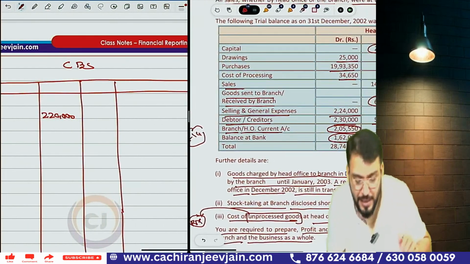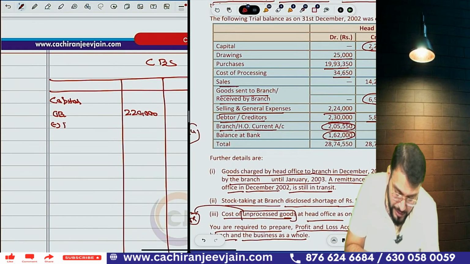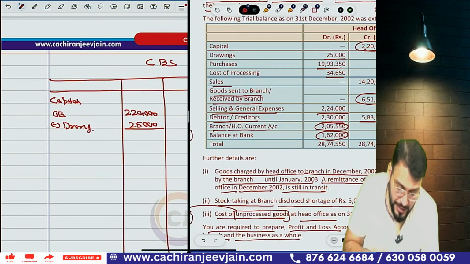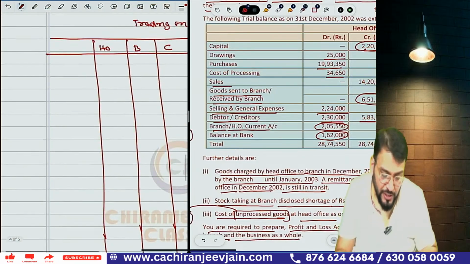Right. Then they have given drawing. So drawing will be reduced from what? Capital only. Write down minus drawing. How much? 25,000. So 25,000 is reduced from capital. Correct. Then they have given purchase. So purchase they have given for what?